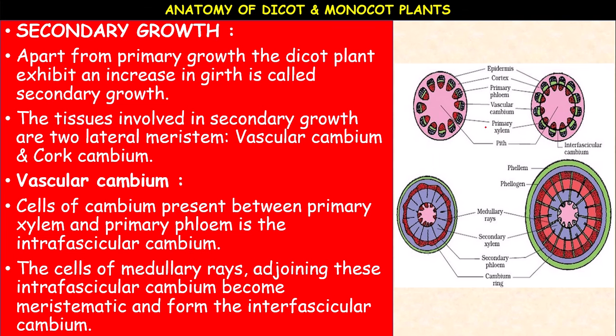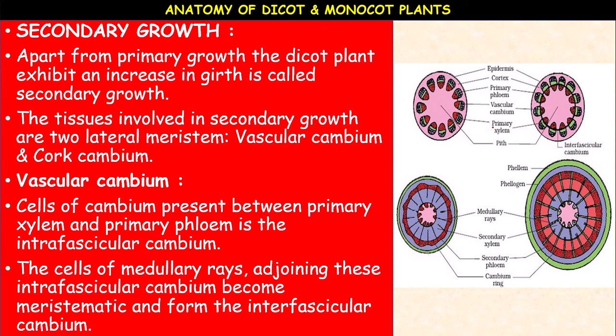Here you can see how secondary growth is formed. This is the epidermis, cortex, primary phloem, vascular cambium, primary xylem, and this is the interfascicular cambium, in between the vascular bundles. This interfascicular cambium is formed during secondary growth. Next, here you can see the phellem and phellogen. Phellogen means cork cambium. Then these are the medullary rays and secondary xylem.